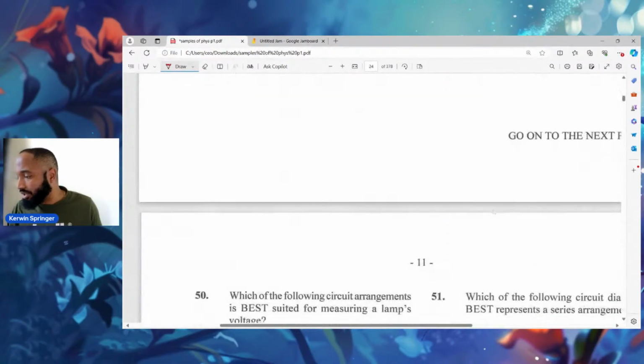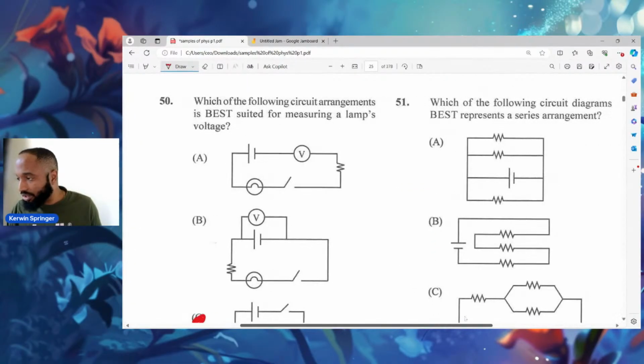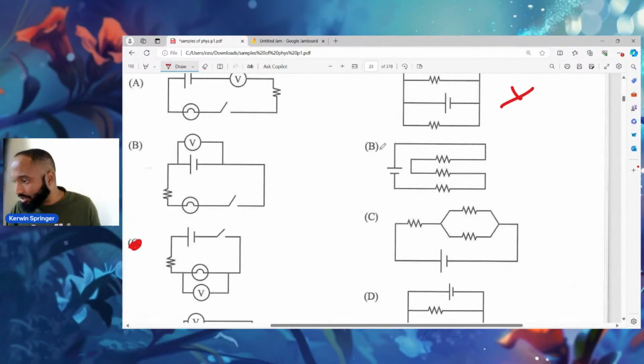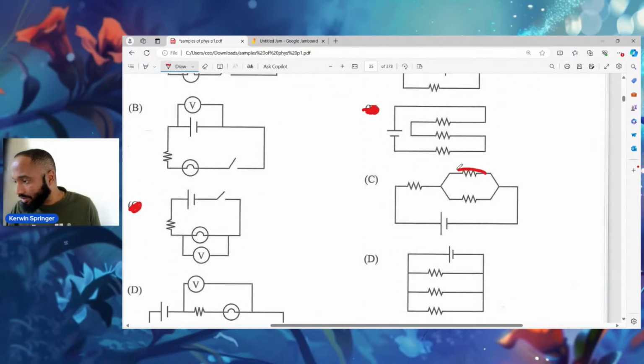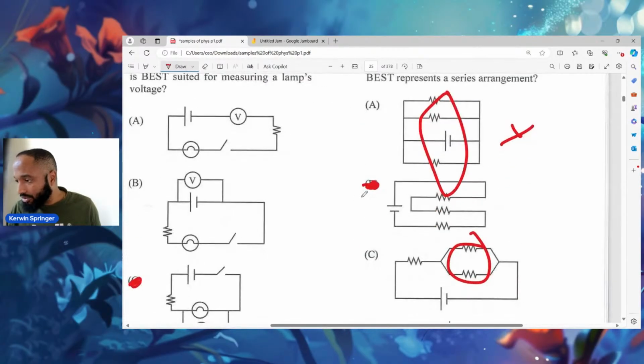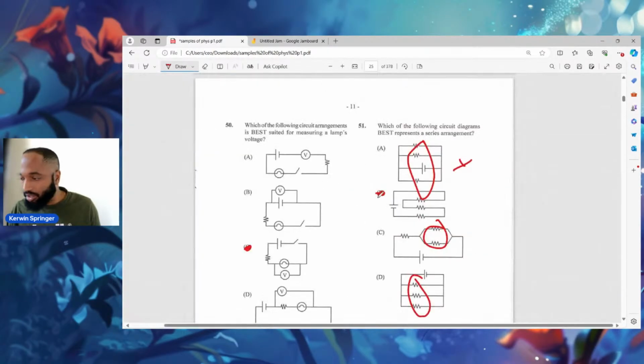Last one was D. So which of the following circuit diagrams best represents a series arrangement? B. This has a parallel here, this has a parallel here, this has a parallel here. So B is the answer for that one.